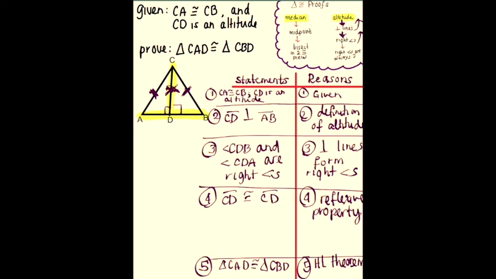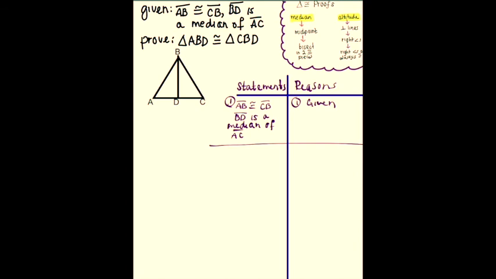Okay. We're going to do the next one. Similar to the one before, we're going to be using the flowchart over here to help us identify which statements and reasons we need for this proof. So in this proof, they gave us that AB is congruent to CB, BD is a median of AC, and they're asking us to prove triangle ABD is congruent to triangle CBD.